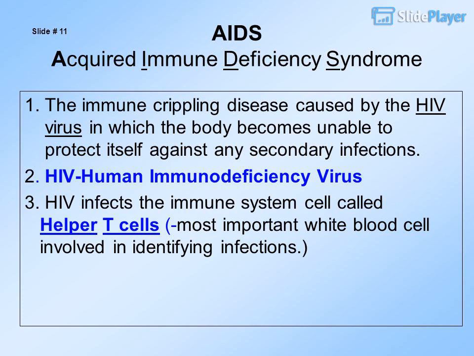Slide number 11. AIDS, acquired immune deficiency syndrome. 1. The immune-crippling disease caused by the HIV virus in which the body becomes unable to protect itself against any secondary infections. 2. HIV, human immunodeficiency virus. 3. HIV infects the immune system cell called helper T cells, the most important white blood cell involved in identifying infections.